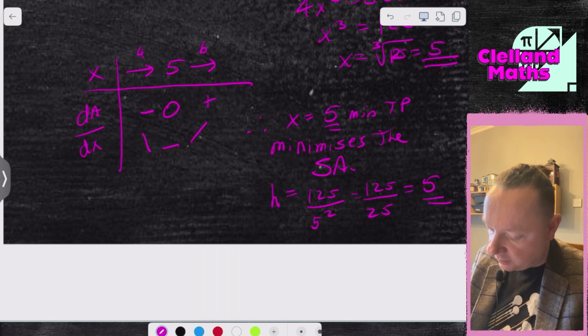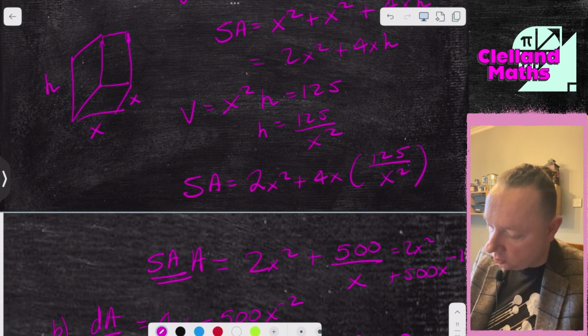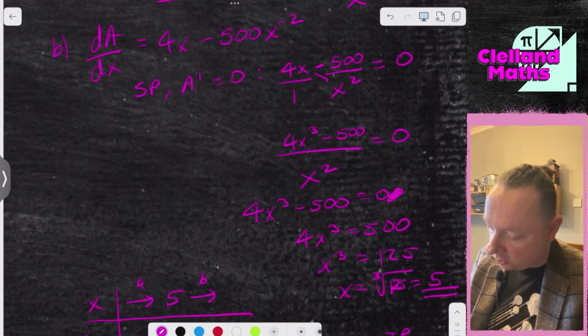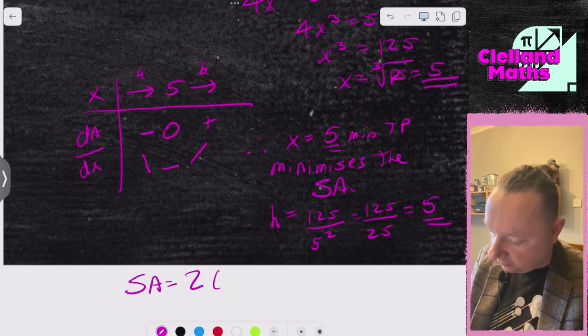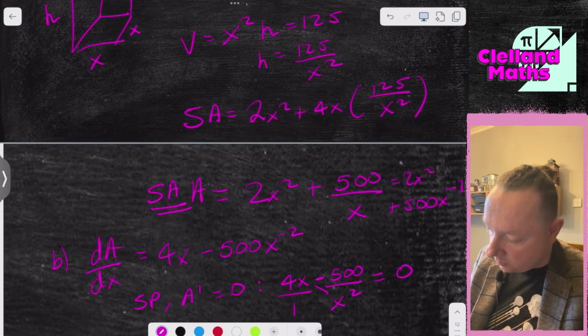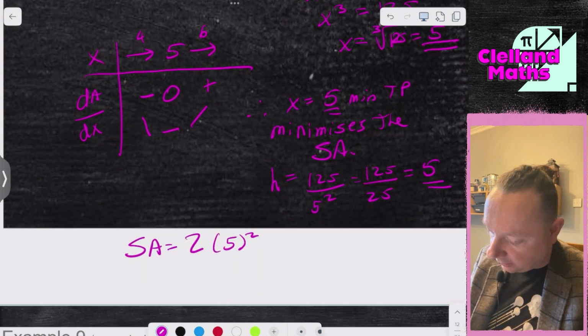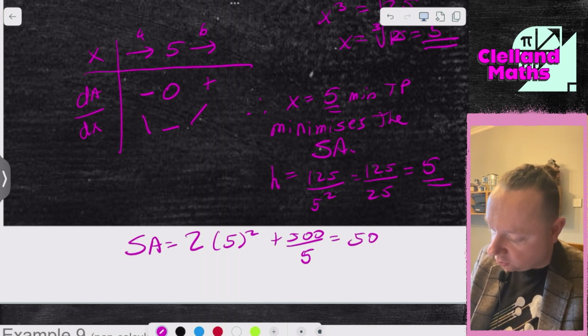So then our surface area, we had a formula for that, 2x squared plus 500 over x. So 2x squared is 5. I always forget as I go, plus 500 over x. 2 times 25 is 50. 500 over 5. 5 into 5 goes 1 is 100. So the surface area is 150 units squared.